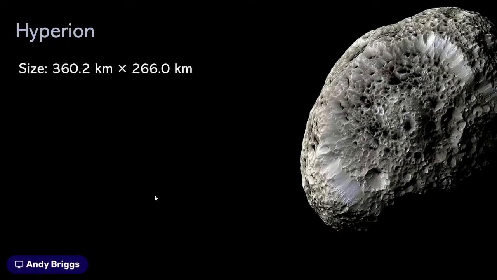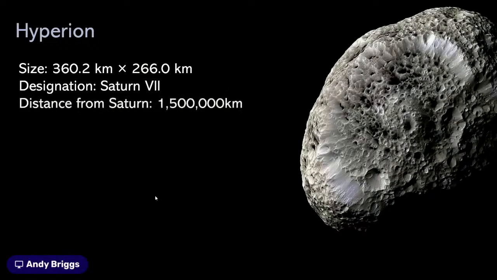Just a few details about Hyperion. It's 360 by 266 kilometers. Do forgive me if I slip between miles and kilometers, because I'm in that difficult age. It's designated Saturn 7. In other words, it's the seventh moon from Saturn going outwards.